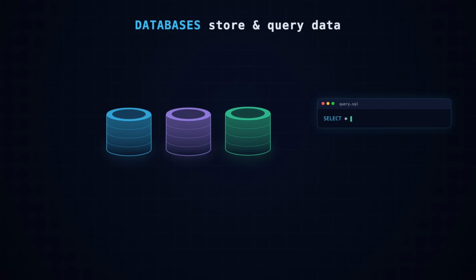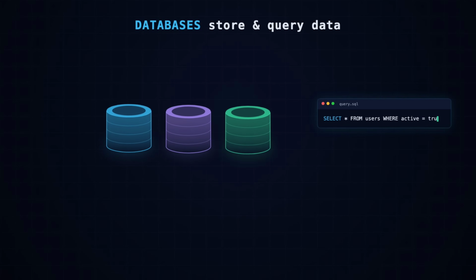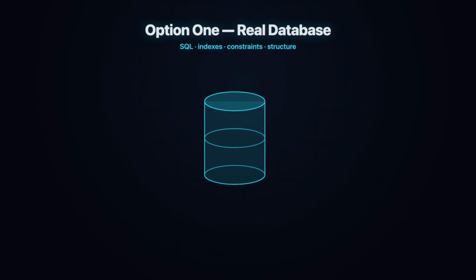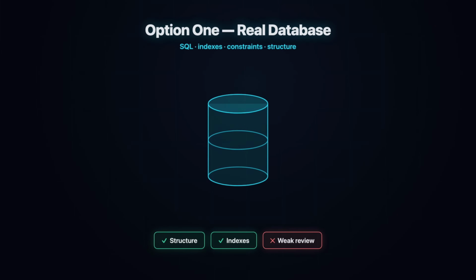Now, we know most of the time databases are great at what? Being databases. They store data, they let you query with SQL, but they are not great at the workflows we use every day, which is branching, reviewing, diffing, merging, rolling back, seeing exactly who changed what. So oftentimes we pick one of two bad options. Option one is you keep the data in a real database, you get SQL, indexes, constraints, and structure, but when the data changes, the review process is usually not quite there.